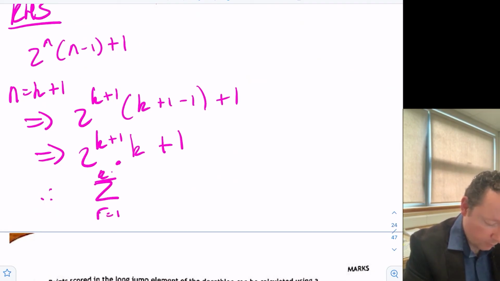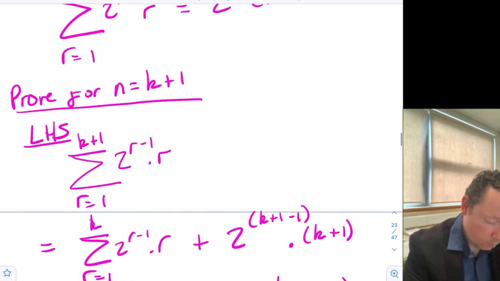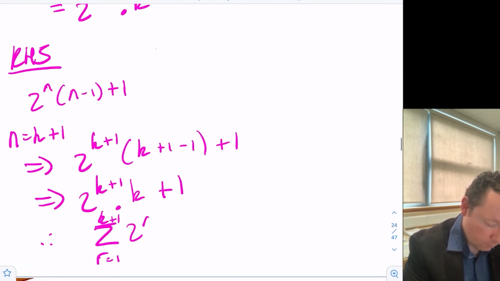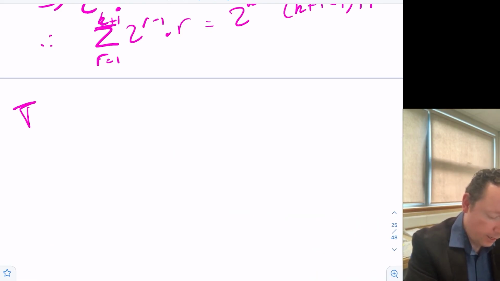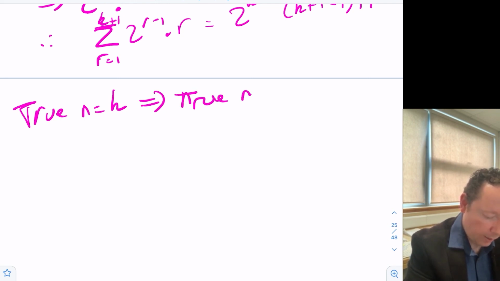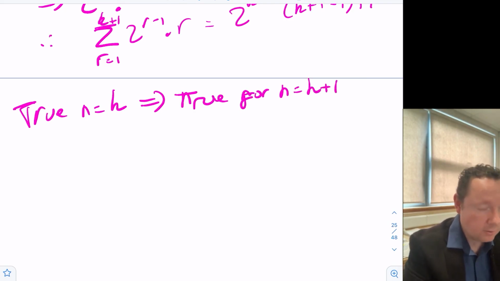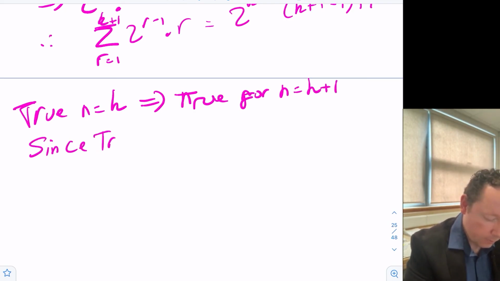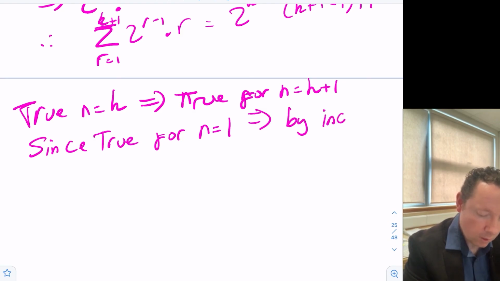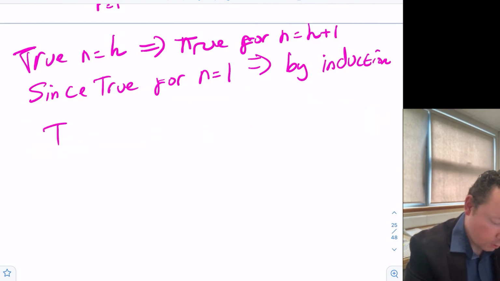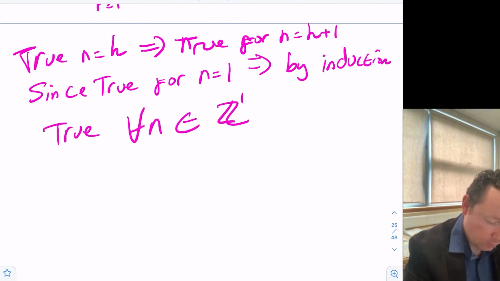And therefore the sum of r equals 1 to k plus 1 of 2 to the r minus 1 times r equals 2 to the k plus 1 minus 1 plus 1. Just write a little statement to say it's true for n equal to k, and implied it was true for n equal to k plus 1. And since it was true for n equal to 1, then by induction, it will be true for all n a member of Z plus.